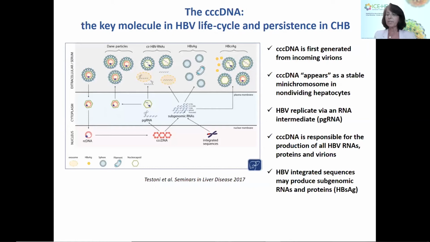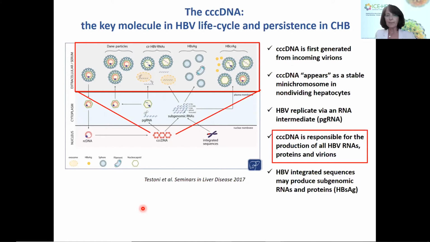Just to remind you of what was nicely explained already last week, we know that the cccDNA is a mini chromosome, which is mostly first generated from incoming virions. The virus replicates by producing an overlength RNA intermediate, the pregenomic RNA, and from the cccDNA different subgenomic RNAs are also produced. But we also know, meanwhile, that HBV can integrate, and that the integrated sequences might also contribute to producing subgenomic RNAs and protein.